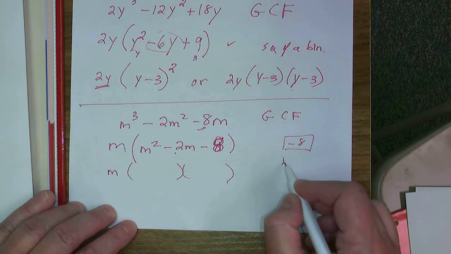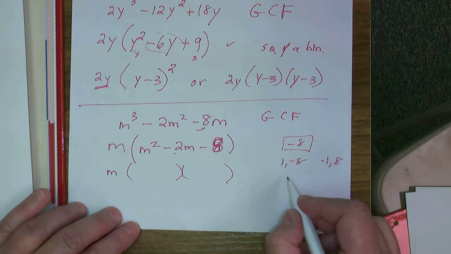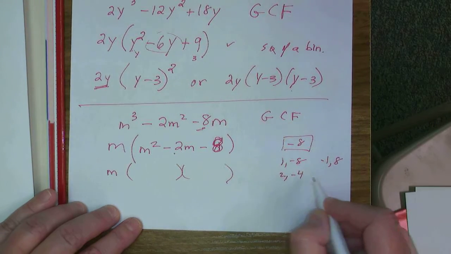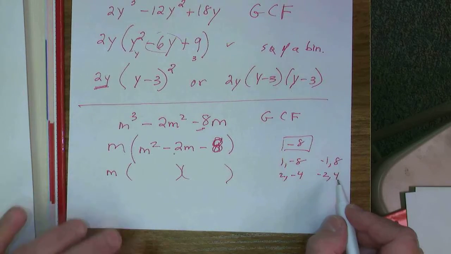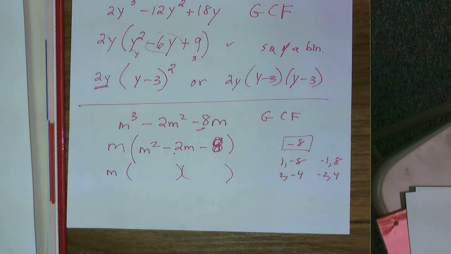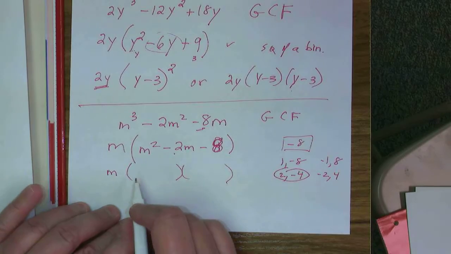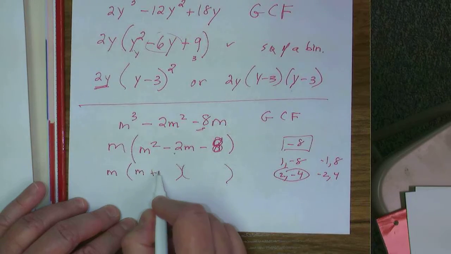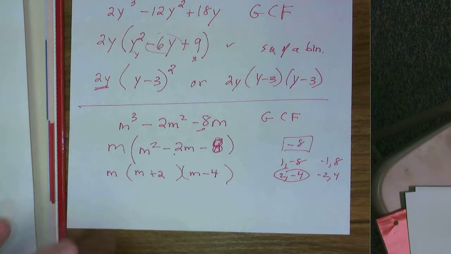And remember, this is going to be 1 and negative 8 or negative 1 and 8. This is going to be 2 and negative 4 or negative 2 and positive 4. That should be all the factors. Now, which one has a sum of negative 2? It would be this one. So we would have m times m plus 2 times m minus 4. And again, it doesn't matter which one you write first.